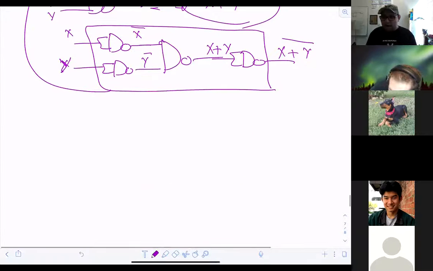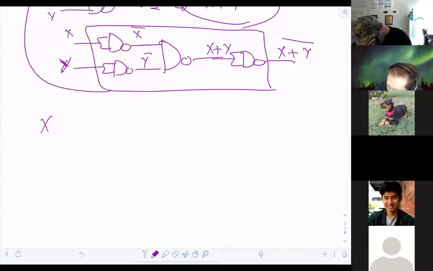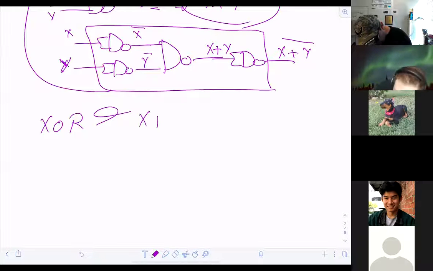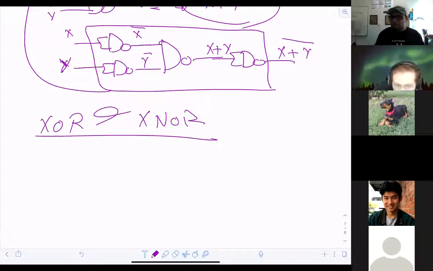What about our two lovely gates? They call them XOR and XNOR, right? Those we need to look at, and then we will move to the NOR gate and the same thing, right?